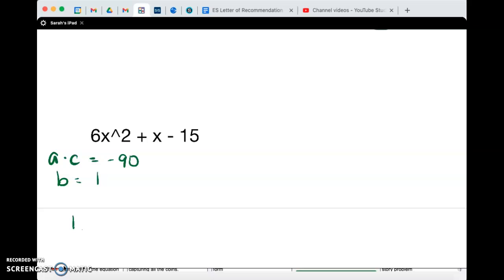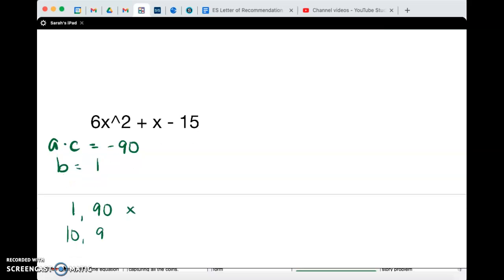Nope. If I add them, I get 91. If I subtract them, I get 89. No go. What's another option? 10 and 9. Right. I get to 19, but subtracting I get to 1. So I can make 9 negative. Okay. So then how can I rewrite my trinomial with this 10 and negative 9?